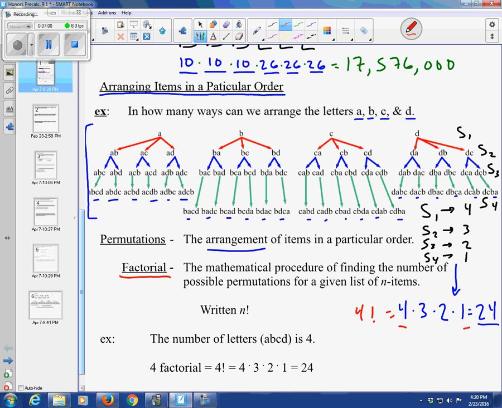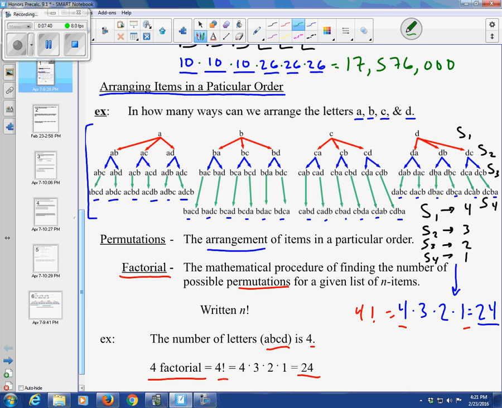We've got this laid out right here. We'd say that factorials are the mathematical process of finding the number of possible permutations for a given list of n items. So it's the number of ways that we're able to arrange n items in an order. And right here, the number of letters we have is 4. So if we wanted to talk about arranging those 4 letters, that would be 4 factorial, and we write it with a little exclamation point at the end. And here we have 4 times 3 times 2 times 1, giving us 24 possible arrangements.